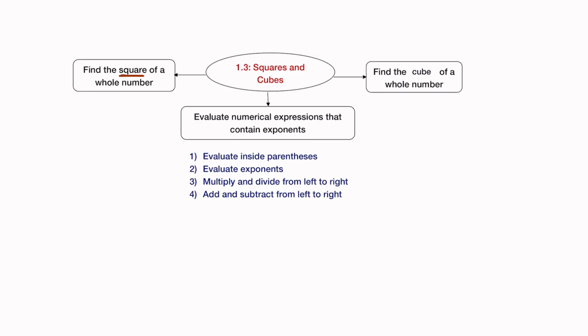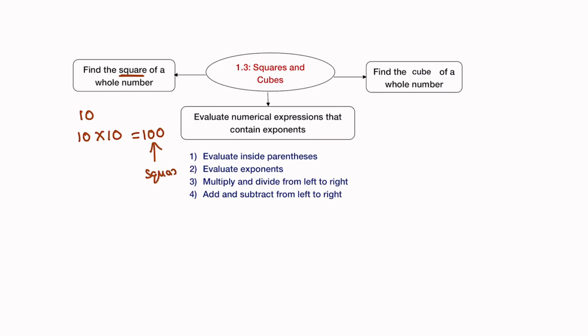Find the square of a whole number. How do we find square? It's very simple. Let's understand with an example. Let's say we want to find the square of 10. So for finding the square of 10, we will say it's 10 times 10. So it's basically multiplying the number by itself. So it's twice. So 10 times 10, which is 100. Right? So this is the square of 10.